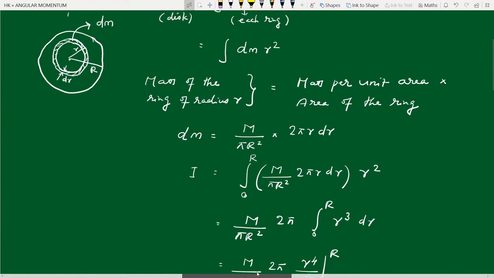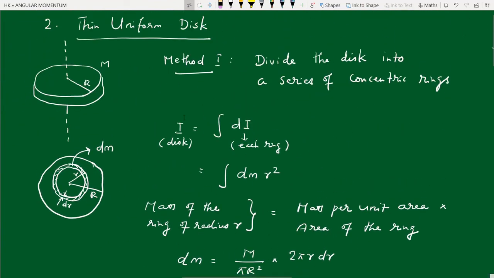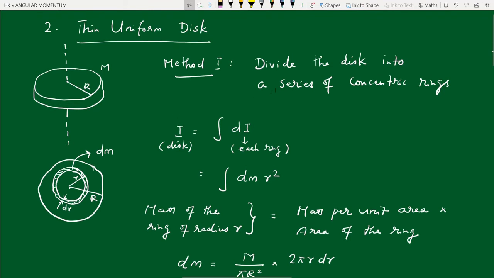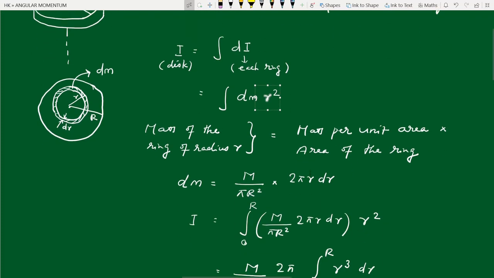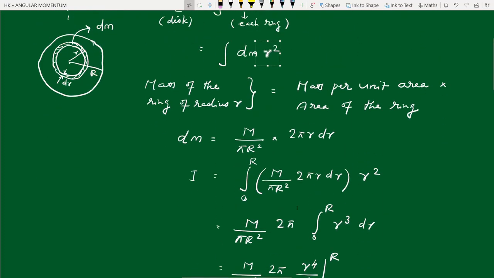So let us try to understand these two techniques now. If you have this uniform disk, in the first method what we have done is we have assumed that the disk is made up of a large number of concentric rings. So what is the total moment of inertia of the disk? It is the integral of moment of inertia of each ring. And we have used the result that for a ring of mass dm and radius small r, moment of inertia about a perpendicular axis passing through its center is dm r square, or mr square simply. Here m is nothing but dm, differential mass, and r is radius small r. We have used that result, and from that we have integrated over the rings.